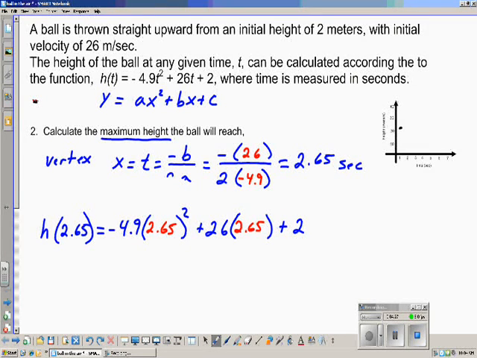Put this 2.65 in where all the t's go, and just plug some numbers into the calculator here. Notice this is a two-part question, question 2 here, because in order to find the maximum height, I first have to figure out, using the axis of symmetry, at what time the ball reaches the maximum height, and I found that to be 2.65 seconds. Once I have the time, I can go back to my formula and plug it in and figure out what the actual height is going to be at that time.